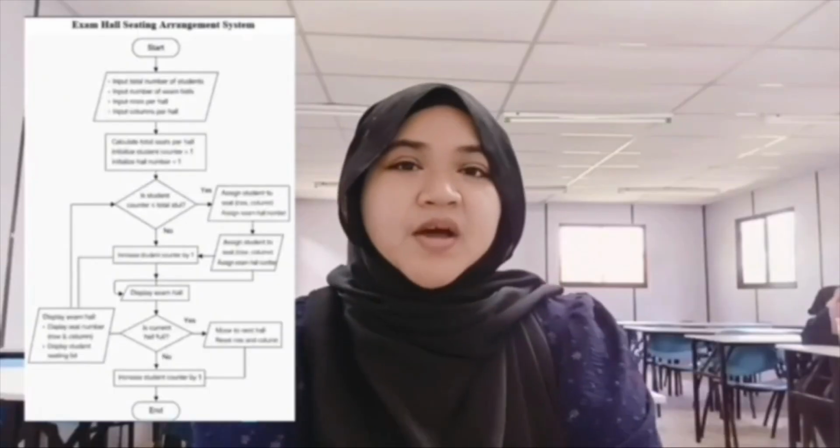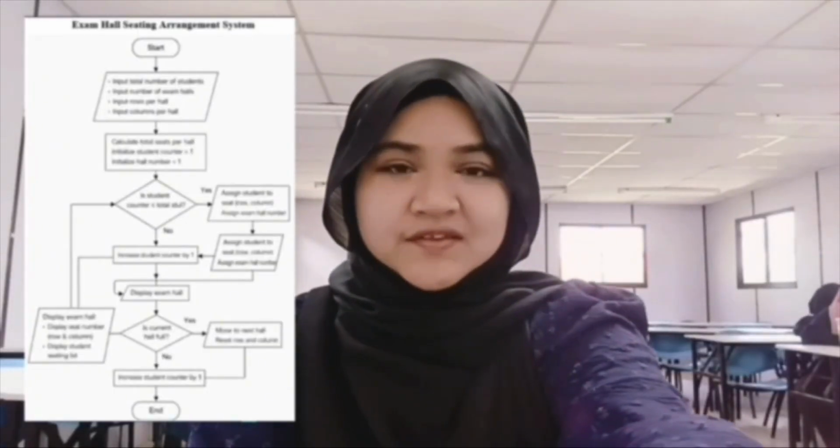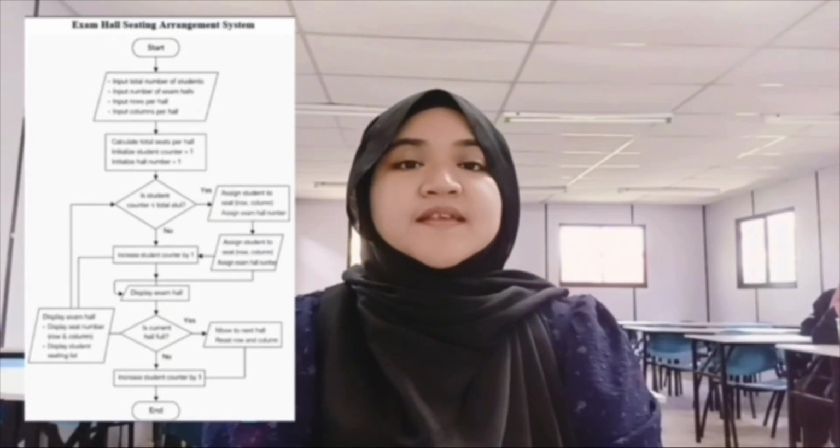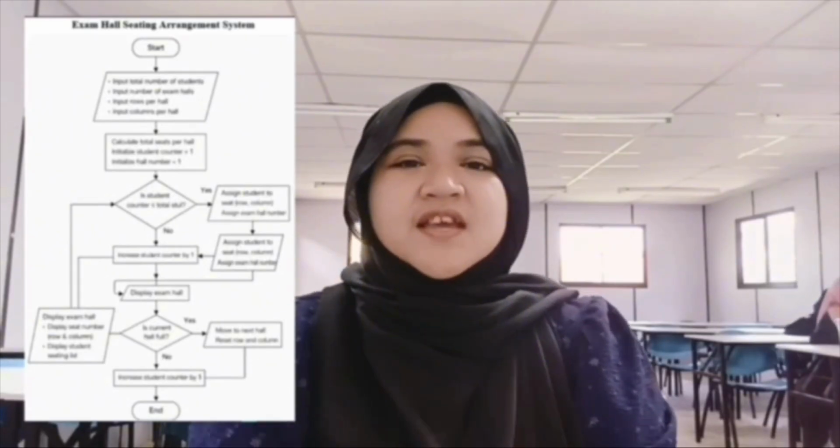Now, I will explain about the flowchart for this report. The first one in the flowchart is start. The flowchart begins with the symbol of start to indicate the system is ready to perform the seating arrangement process. The second is input data.